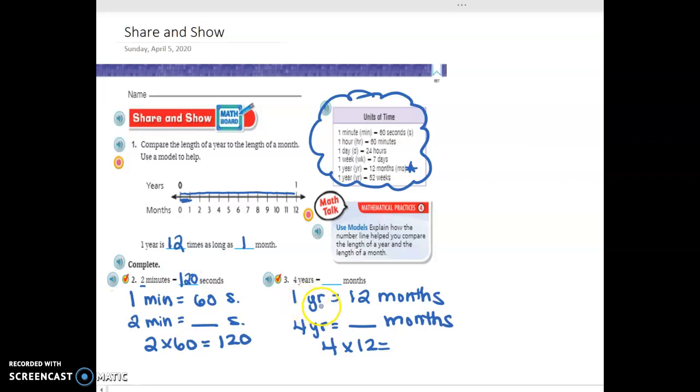We know that 1 year equals 12 months. So right here it says that we have 4 years. So we have 4 sets of 12 months. 4 times 12 is 48. So we know that 4 years is 48 months.